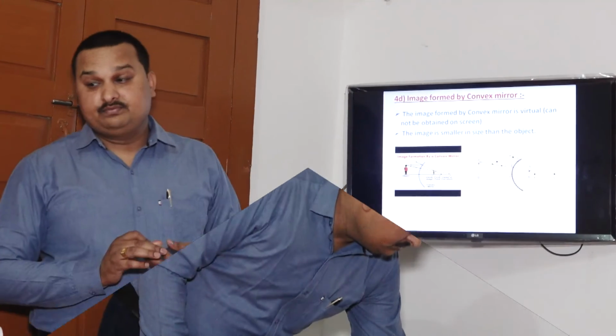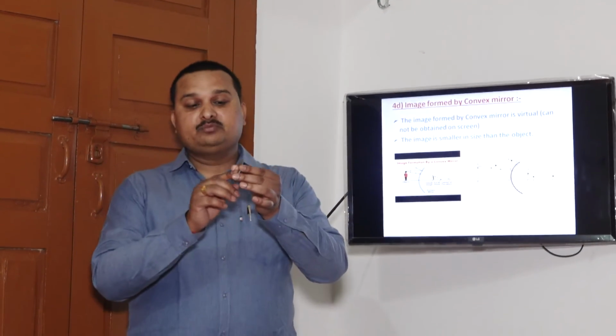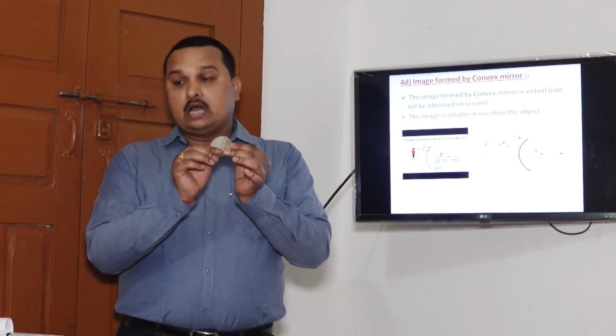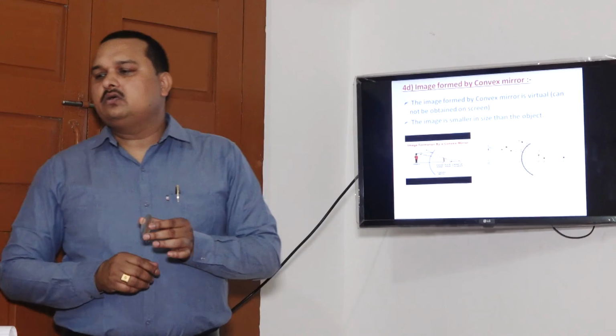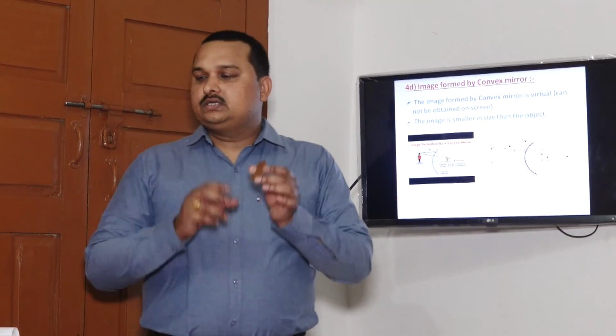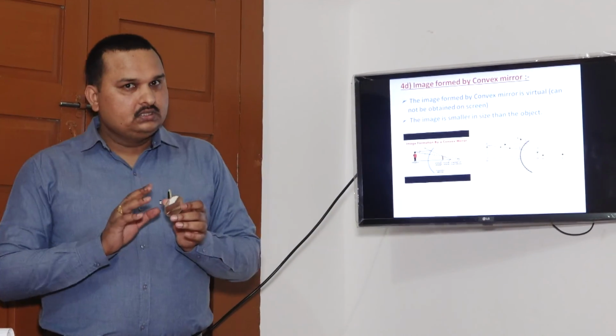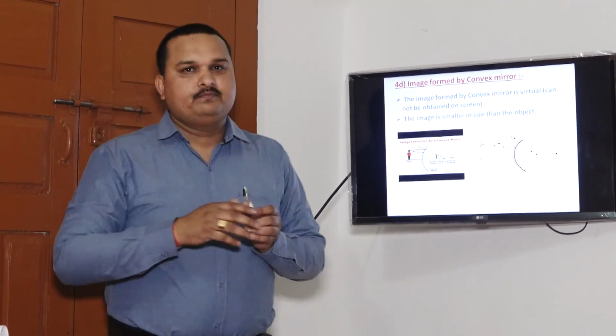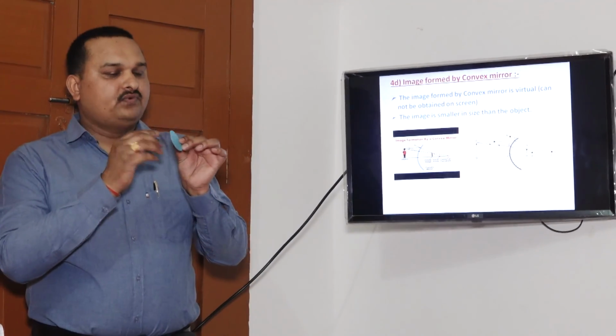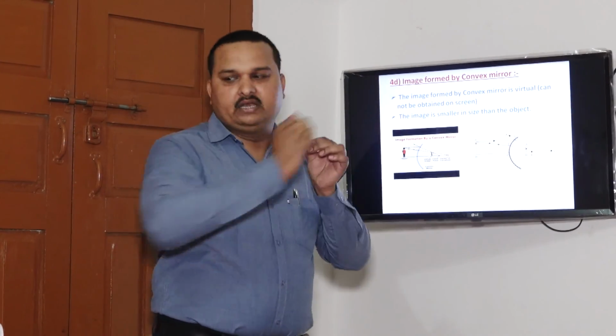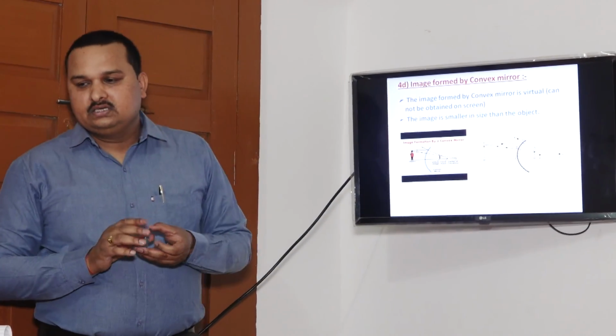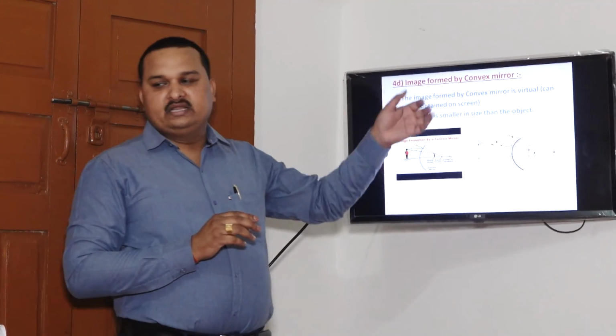Now the convex mirror. This is a convex mirror. The reflecting surface is outside. The image formed by a convex mirror is virtual, which means it cannot be obtained on a screen. The image is always formed just behind the mirror. And second, the image is smaller than the object.